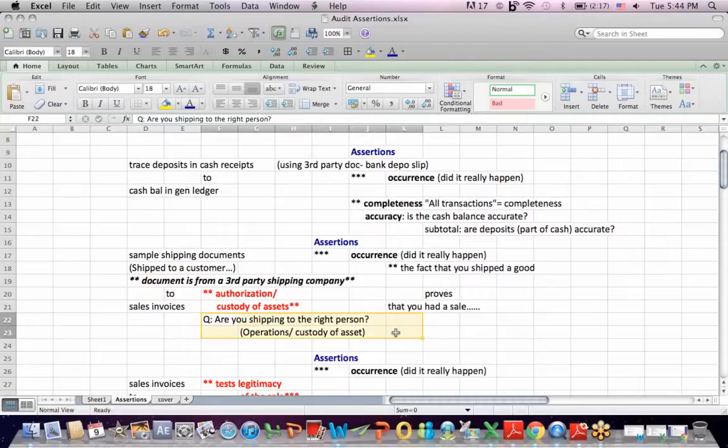The question you need to consider here is, are you shipping to the right person? The goods you're shipping are an asset, and part of what this is about is authorization and custody of assets: who has access to the inventory item and who approves sending that item to a customer? That would be the authorization side. So one thing an assertion might test is, did the sale really happen? If you have a third-party document that you sent something, that's probably pretty good evidence that a sale happened. The fact that you shipped a good probably proves that you had a sale.